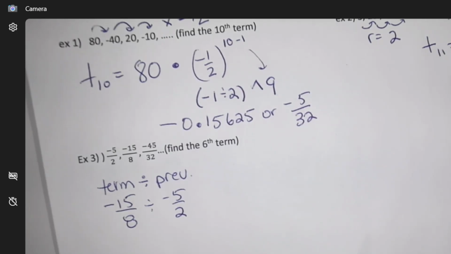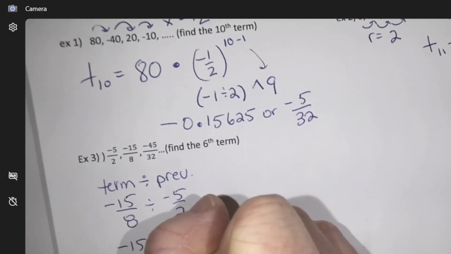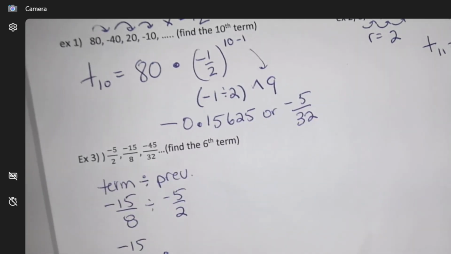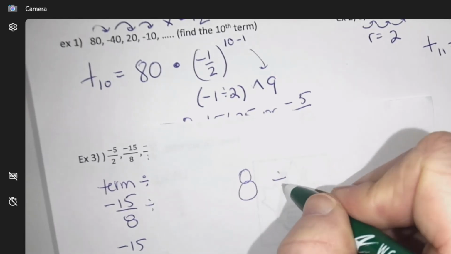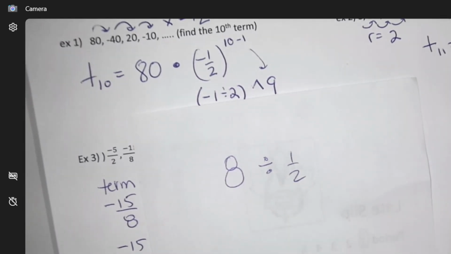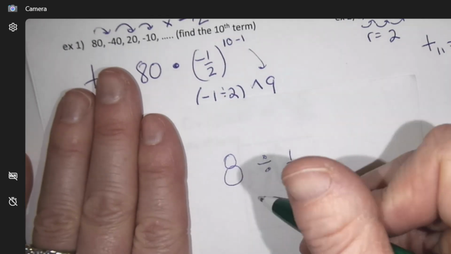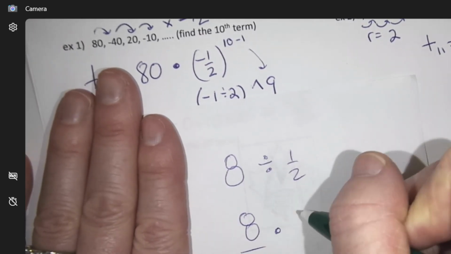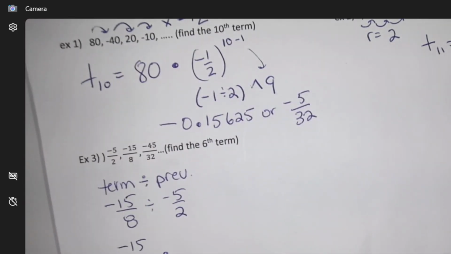What's the secret to dividing fractions? Why can't you just do straight across? Because you're dividing. I have to think about how to explain why you can't do that. Okay, so I'm going to times and I'm going to flip.